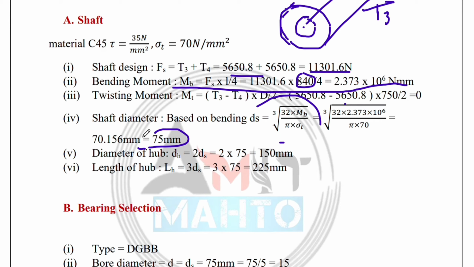As you get the shaft diameter, find the diameter of hub and length of hub. Diameter of hub will be 2 times the shaft diameter and length of hub will be 3 times the shaft diameter. So both values you will get. This was the design of shaft.